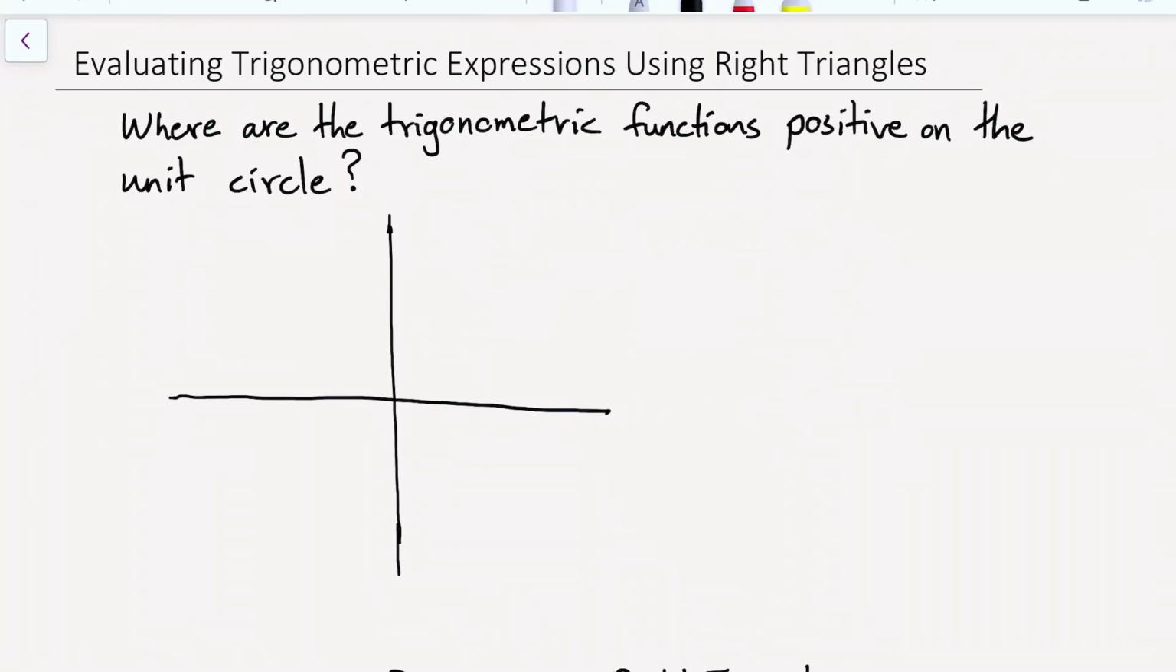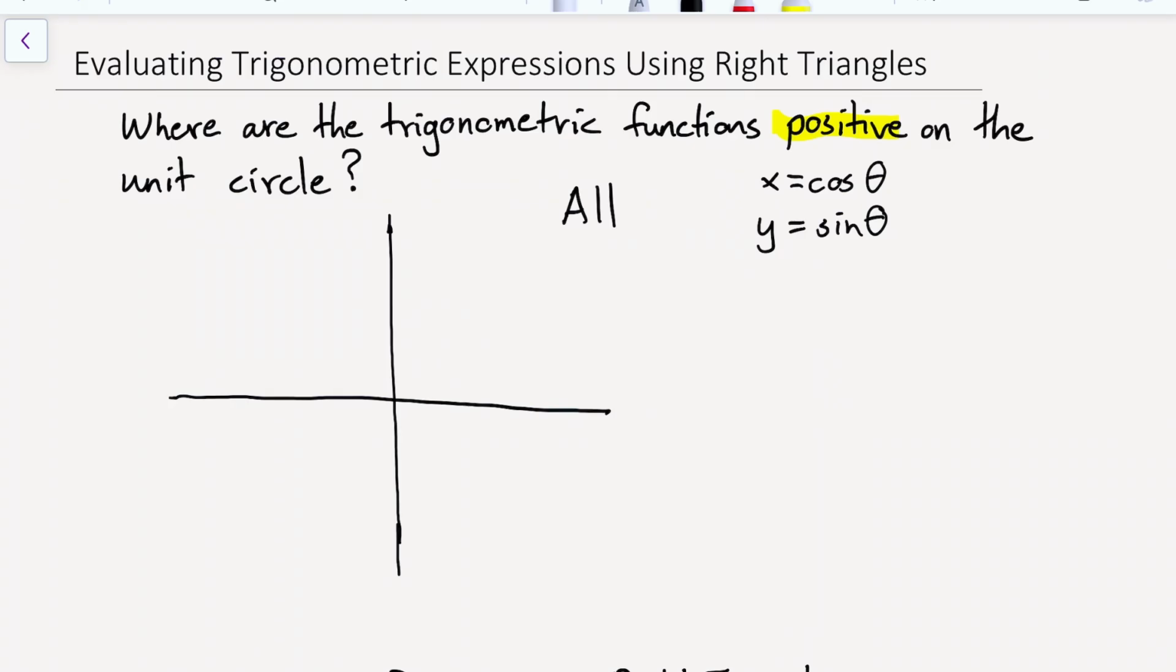In this video, I would like to put everything together and discuss how we can use right triangles to evaluate trig expressions for angles in any quadrant. First, I'd like to return again to the question, where are the trigonometric functions positive on the unit circle? If we think about x equals cosine theta and y equals sine theta, the definition of sine and cosine on the unit circle, then we will see where all of the trig functions are positive.